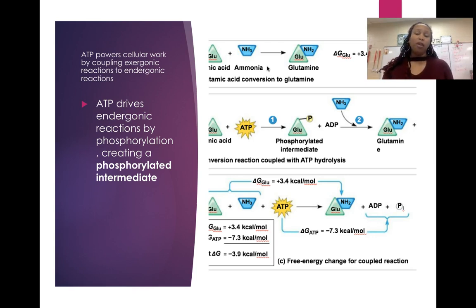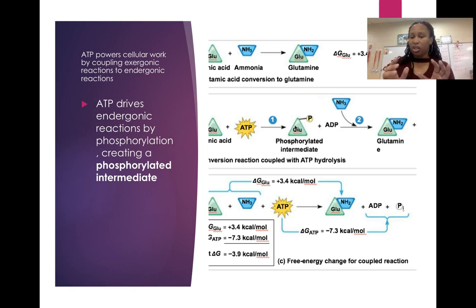Now, this is coupled with ATP, and the hydrolysis of ATP is going to release a negative 7.3 kilocalories per mole, because remember, energy is released downhill, delta G is negative. When coupled with ATP hydrolysis, when ATP is hydrolyzed, remember you end up with ADP and inorganic phosphate. That phosphate is going to phosphorylate the glutamic acid, creating a phosphorylated intermediate.